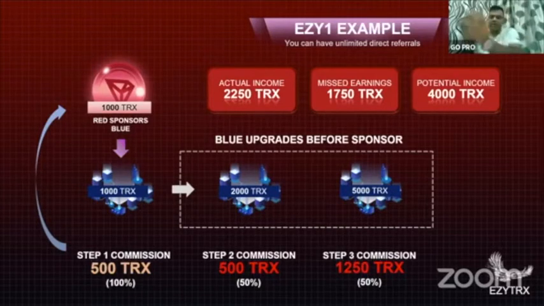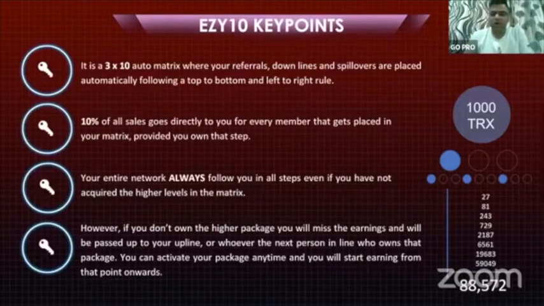Now let's move to the next program that we have. It's called the EZ10, which is the forced matrix. Now here is where really the positioning takes place. With your main account, you've got three slots below you in your level 1. Then you've got 3 each, so there's 9 people below that. Then you've got 27. You can see the diagram, it goes up to 10 levels.